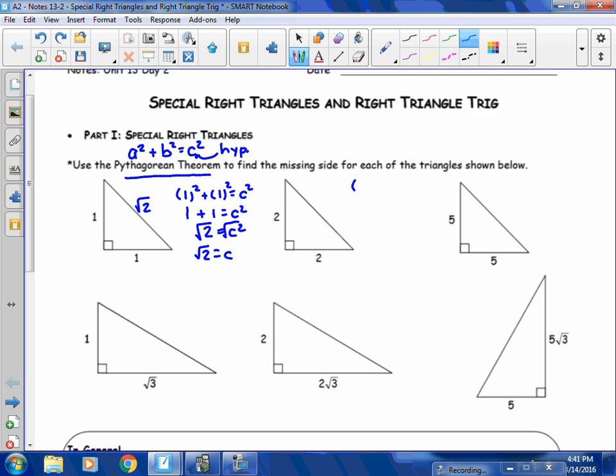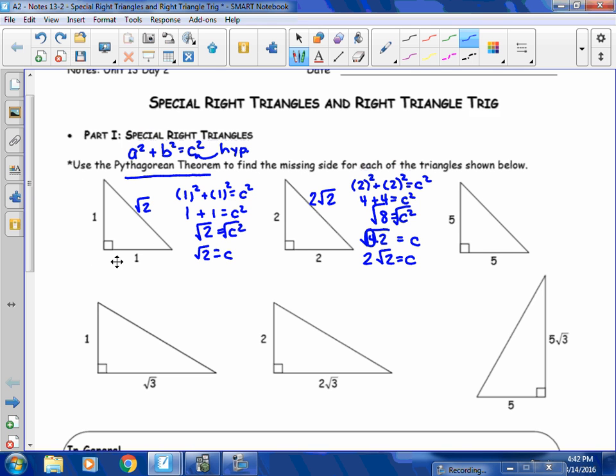2 and 2. We have 2 squared plus 2 squared equals c squared. So 4 plus 4 equals c squared. 8 equals c squared. Take your square root. And get c equals radical 8, but reduce it. Think of it as 4 times 2. So that 4 is going to come out as a 2, and left with radical 2 still. So that hypotenuse is 2 radical 2.